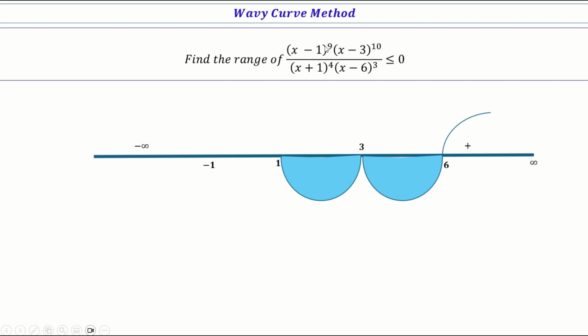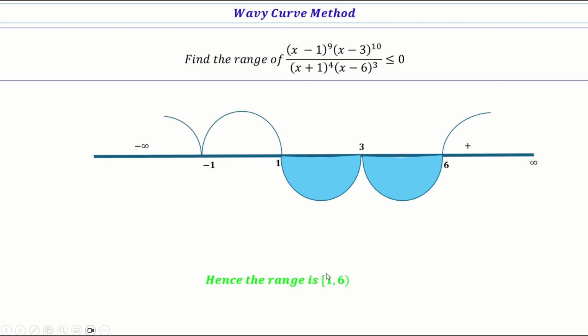Now, at 1, what happens? At 1, it is power 9, so it will change the direction. And at minus 1, its power is even, 4, so it will bounce back on the positive side only. So this is the curve for me, and I am looking at less than or equal to 0, which means the bottom one is my solution set, between 1 to 6. Actually 1 to 3 union 3 to 6, which is nothing but 1 to 6. This is my range or solution set.